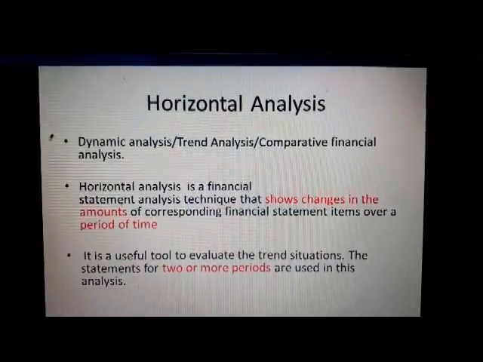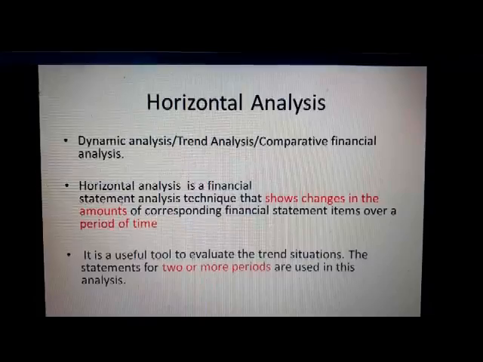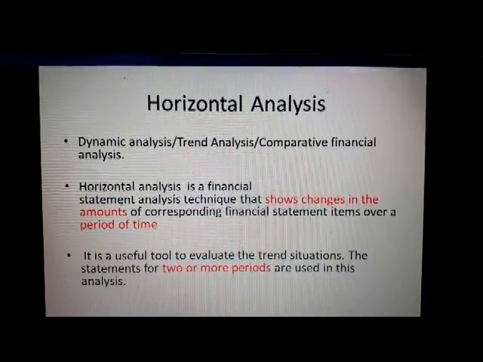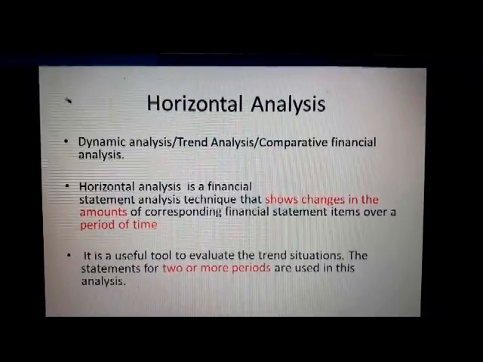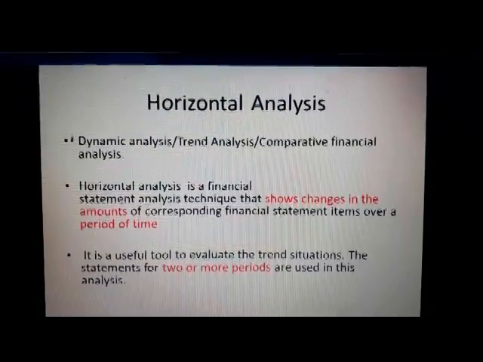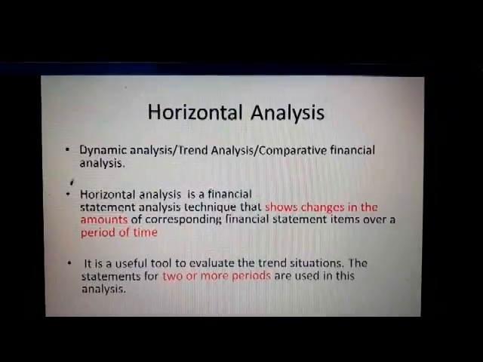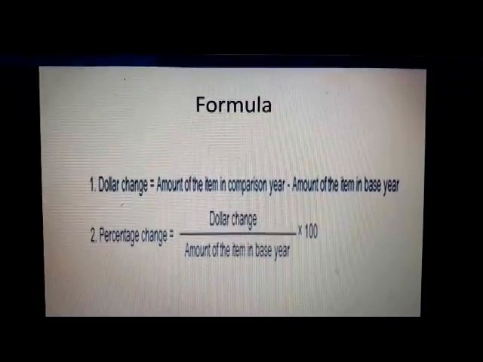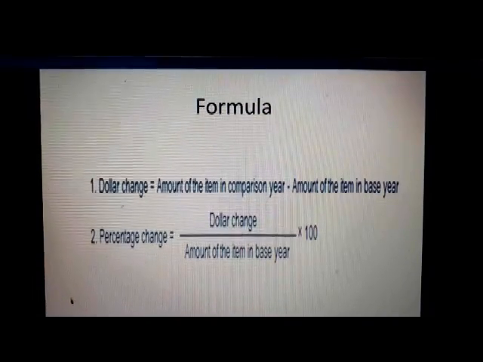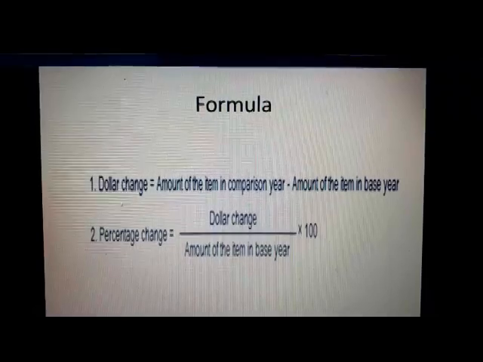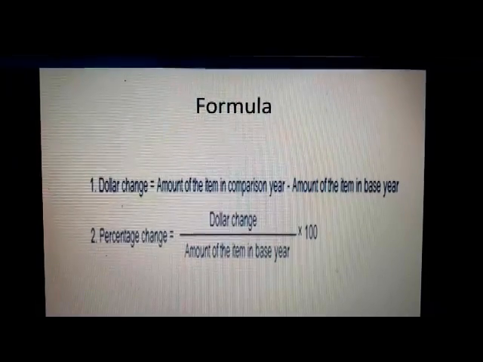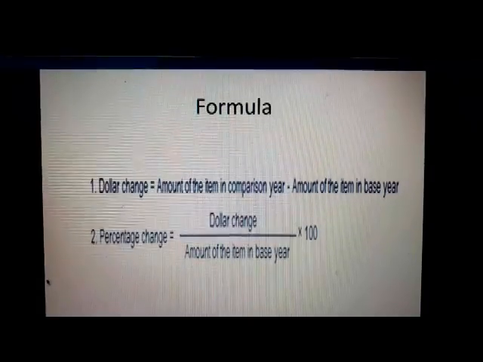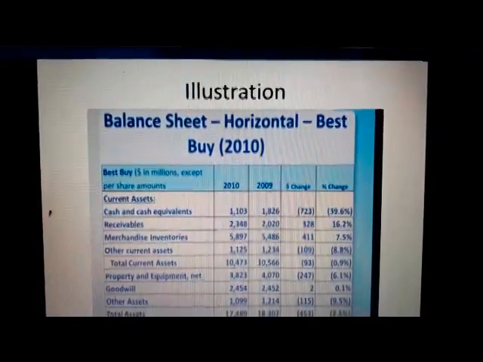The statements for 2 or more periods are used in this analysis. So it is actually like time series analysis, and we need to take 2 or more years to complete this analysis. Then this is the formula. This is amount change: amount of the item in comparison and amount of the item in base year. So what will be the increase or decrease, and the percentage change means increase or decrease amount divided by base year amount multiplied by 100. Here there will be an illustration.